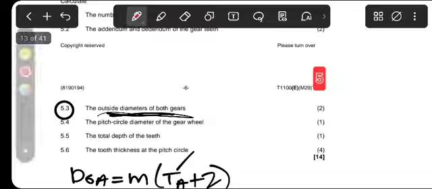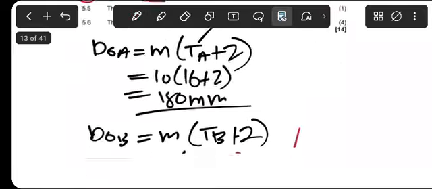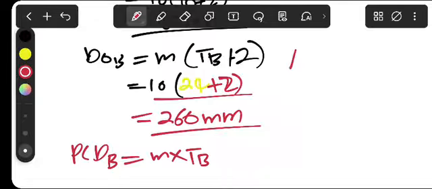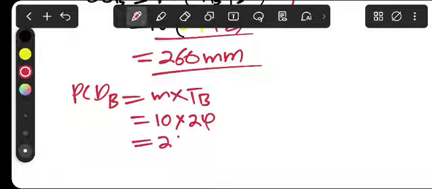Then 5.4, the PCD of the gear wheel. You said gear wheel, that was B. The PCD of B is the modulus multiplied by the teeth of B, because B was the wheel. The modulus is 10 multiplied by the teeth of B, which is 24. Then this will be 240 millimeter.